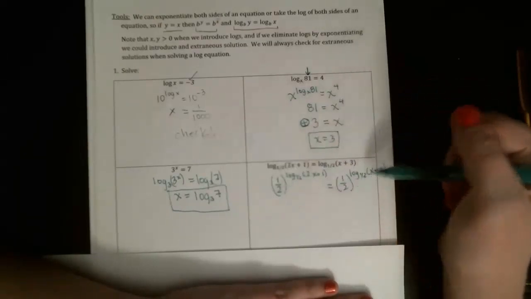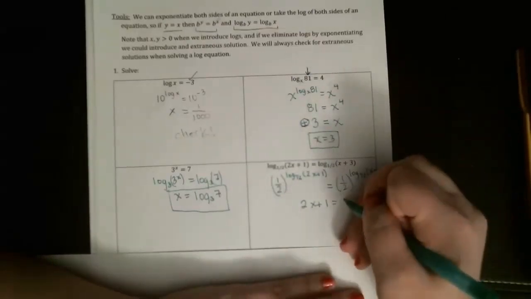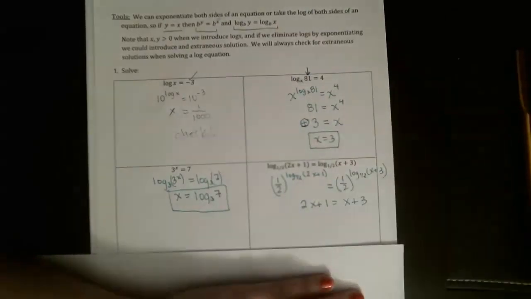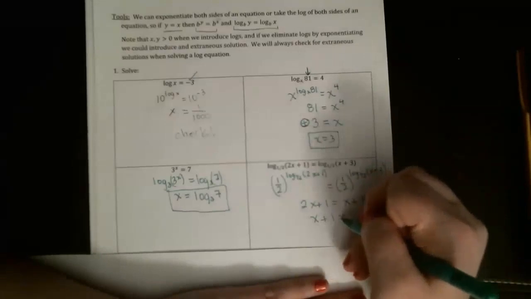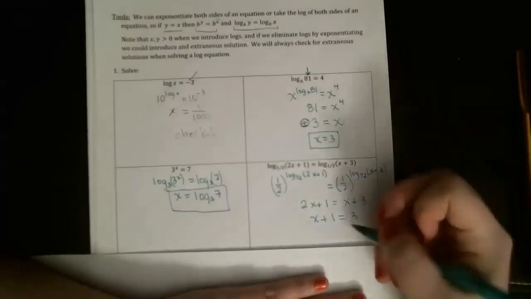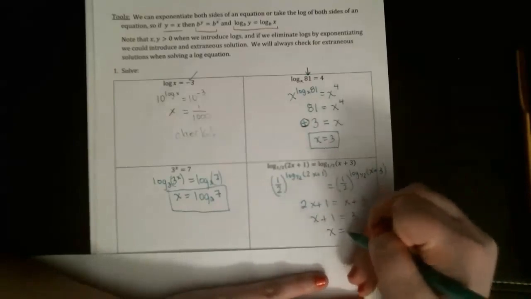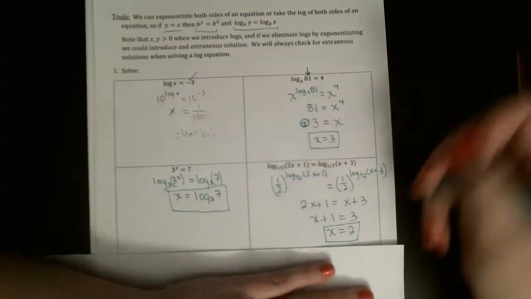Both sides we have a log that can cancel out. So I'm left with just 2x plus 1 equals x plus 3. And that's just a linear equation. So I'm going to subtract x from both sides, and I will get x plus 1 equals 3. And then I'll subtract 1 from each side and get x equals 2. Oh, and I boxed that off, but this is another one.